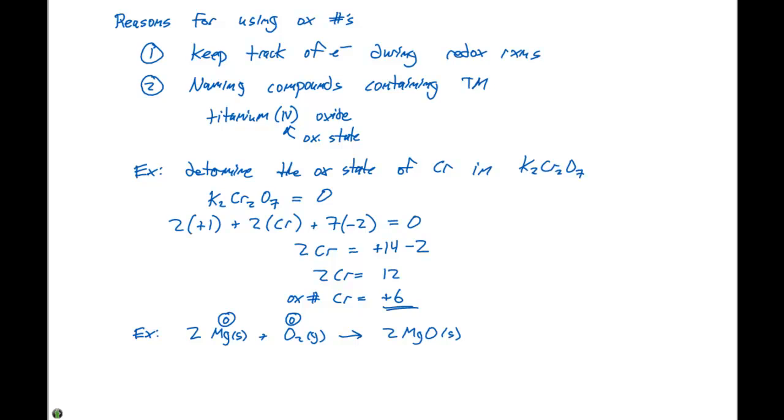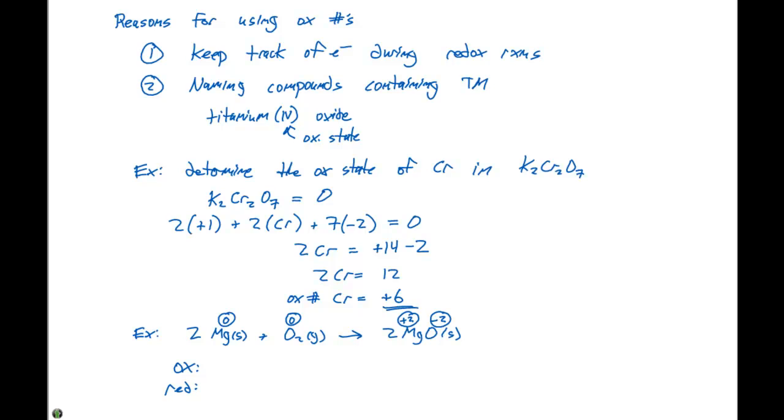So in that case, magnesium and oxygen are both going to have an oxidation state of 0. But when we form compounds, the oxidation states of each of these change. Remember that oxygen is going to have a -2 oxidation state, which means that the magnesium has to have a +2 oxidation state. So we can break this down into each of the species that are going to be oxidized and reduced.